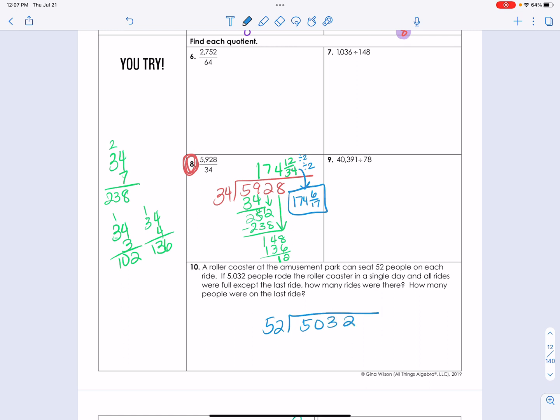So 52 does not go into 50, so it would go into 503, probably 9 times. 18, carry the 1, is 45, 46. So that's going to be a 9. So 468. And then I subtract. So I borrow from here, and this is a 5 and a 3, and I bring this down.